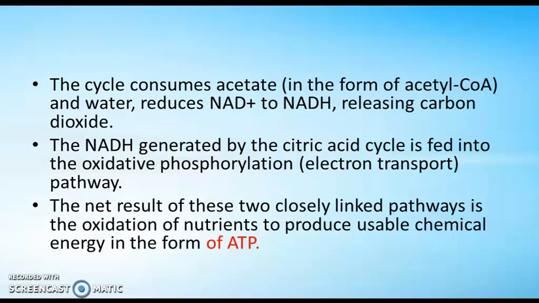The next topic after the Krebs cycle we will discuss is oxidative phosphorylation. So this NADH generated directly enters the oxidative phosphorylation or electron transport pathway. The net result of these two closely linked pathways is the oxidation of nutrients to produce usable chemical energy in the form of ATP.